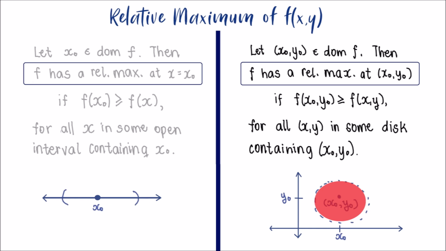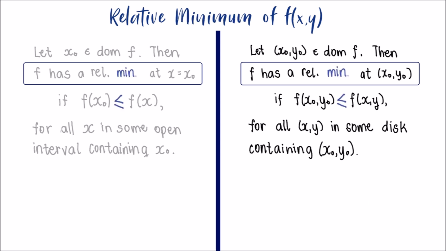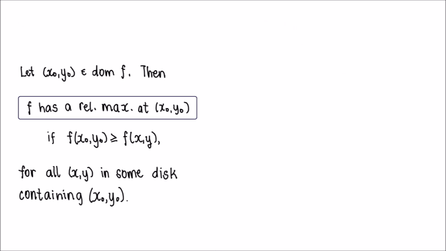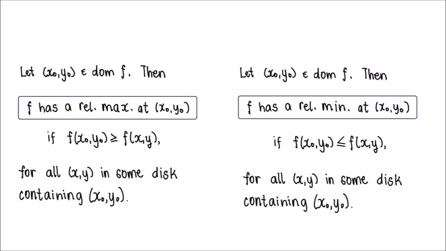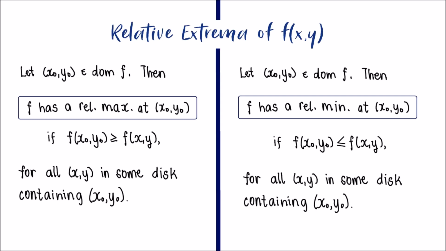Now let us define the relative minimum of f of x, y. It's almost the same, but we will change the word maximum and the inequality greater than to minimum and less than or equal to. Thus, if f has a relative minimum at a point, that means f is lowest at that point for some local area around that point. Now, if f has a relative maximum or relative minimum at the point x0, y0, then we say f has a relative extremum at that point. Relative extrema for the plural.